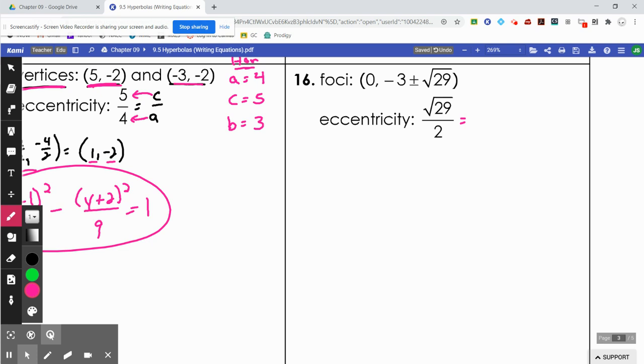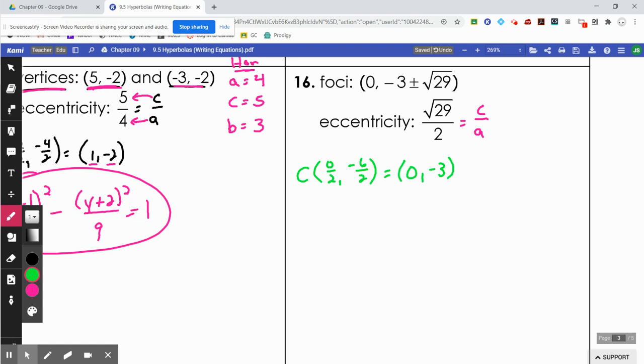Number 16. Again, eccentricity is equal to c over a. So does that mean a is 2 and c is root 29? Not necessarily. But let's see if we're going to get something to that effect. Your center: we find the center by finding the center of our foci. We're going to add our x's and divide by 2, and add our y's and divide by 2. When you add negative 3 plus root 29 and negative 3 minus root 29, the plus and minus root 29s cancel and leave you with negative 3 and negative 3, which is negative 6. So our center is located at 0, negative 3.